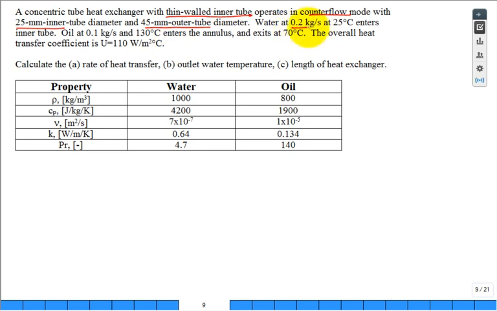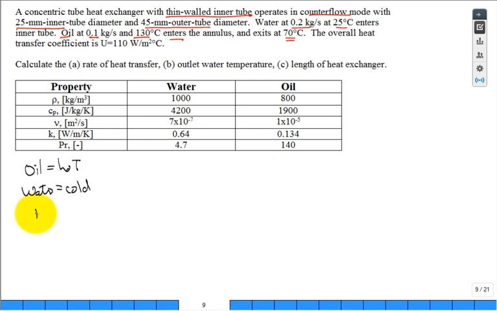Water at this flow rate and this temperature enters, and oil at this flow rate and this temperature enters the annulus and exits at that temperature. So what is the hot fluid? Is the water the hot, or is the oil the hot? The oil is the hot fluid, and the water is the cold. You almost need to write down sometimes the obvious.